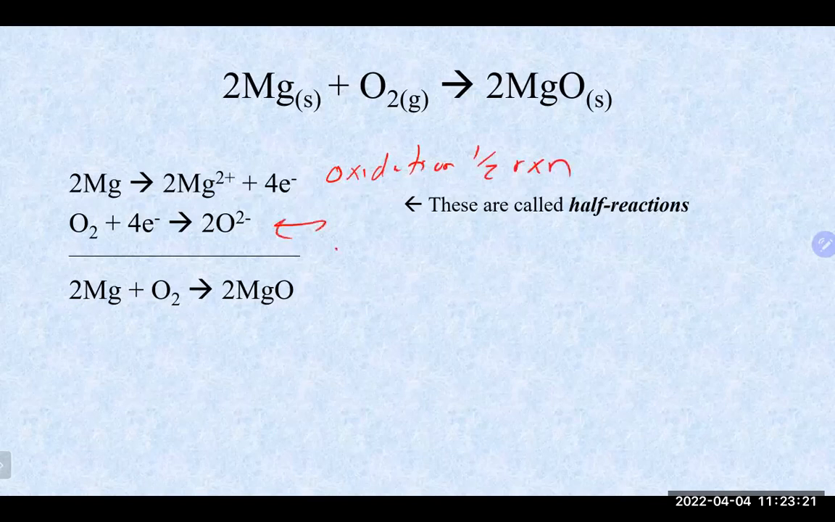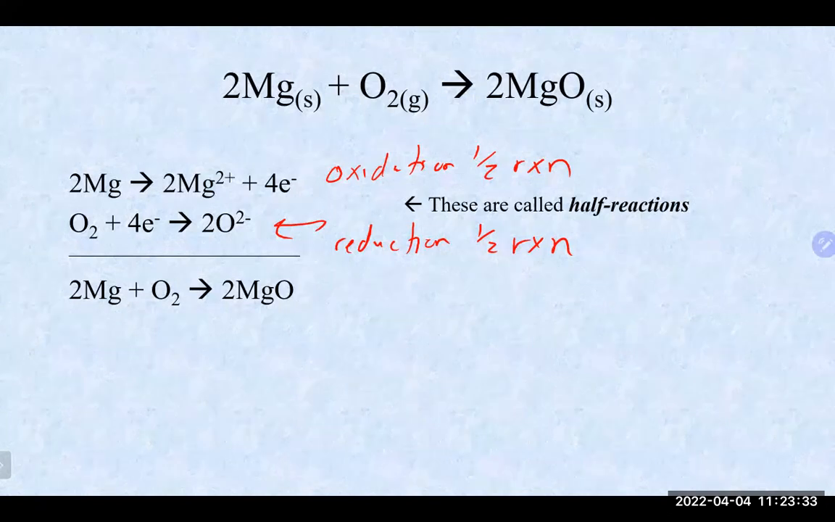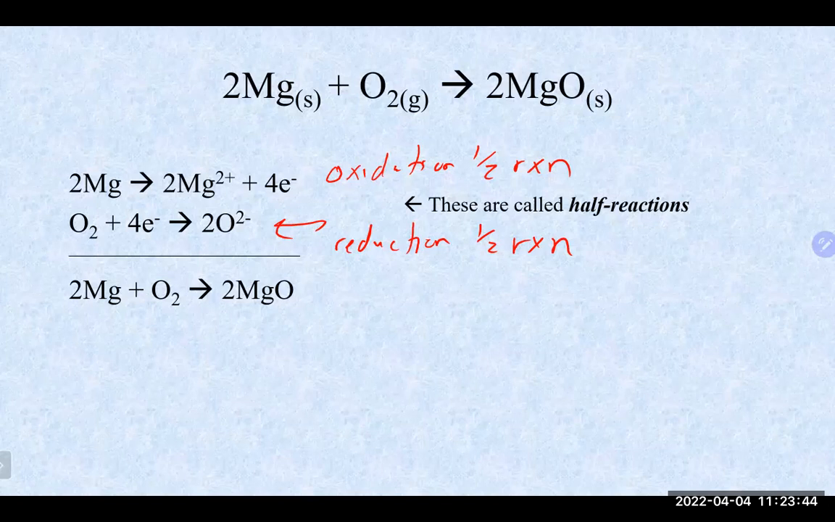This is the reduction half reaction that's happening here. They're called half reactions because they're half of what is going on. In one half, the species is losing electrons, and in the other half, it is gaining electrons. If you are given half reactions in a redox situation, you can quickly recognize oxidation or reduction by which side you see the electrons on. If the electrons are on the product side in a half reaction, that means they are being given off or lost, and that always signifies an oxidation half reaction.